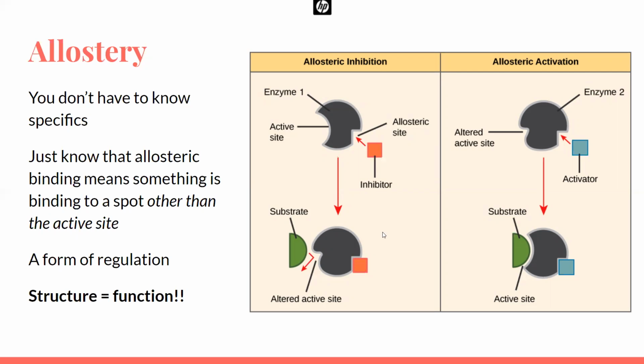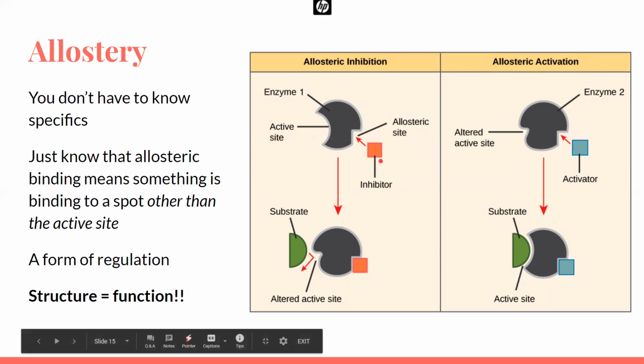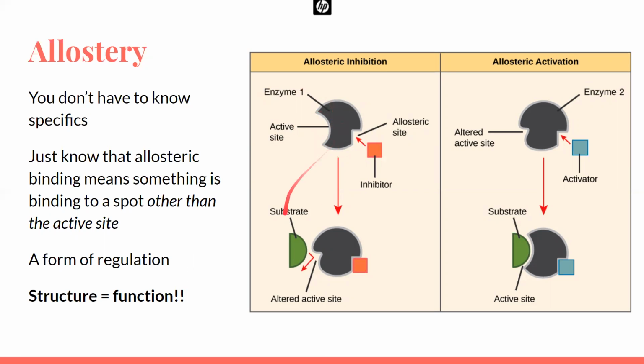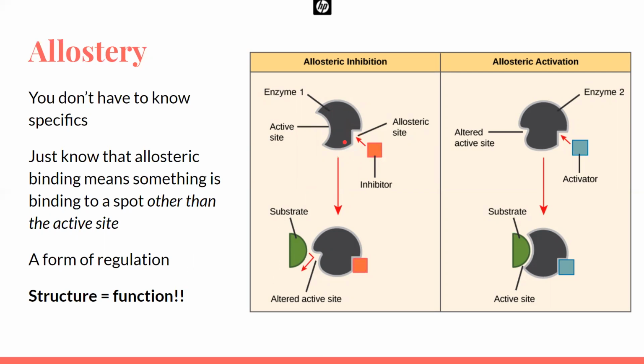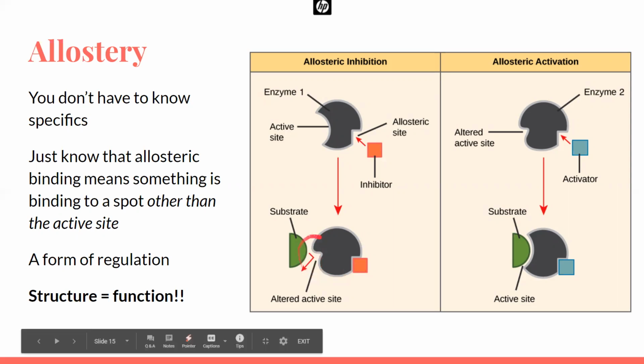So if you look at this slide, this is the active site right here. You can have a substrate that can bind here. This green substrate looks like it could fit here, but then you can have something else bind at the allosteric site, which is located somewhere else on the enzyme. In this reaction, this red cube will bind to this allosteric site, and the enzyme changes conformation. So this is an inhibitor. Now this active site is changed and the substrate can't bind. So this is an example of allosteric inhibition.